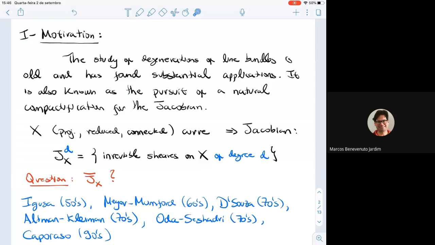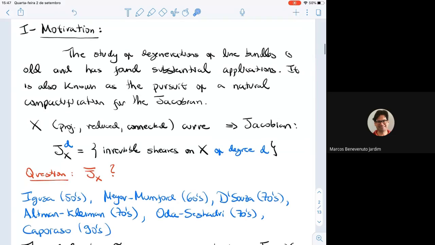Oda and Seshadri were the first to study the compactification for reducible curves. I just learned that Seshadri died very recently, so it's a pity. But it's very fundamental work from the 70s. And I must mention Caporaso's work. She constructed a relative compactification of the Jacobian over the moduli space of stable curves in the early 90s. So it's a question that has been pursued by a lot of people, and an important question.